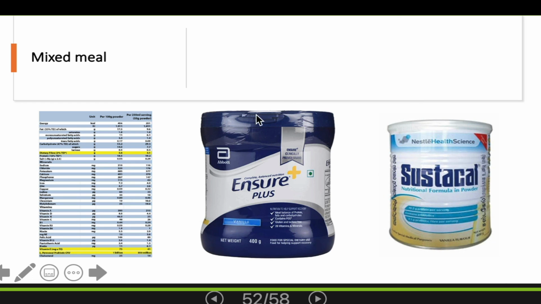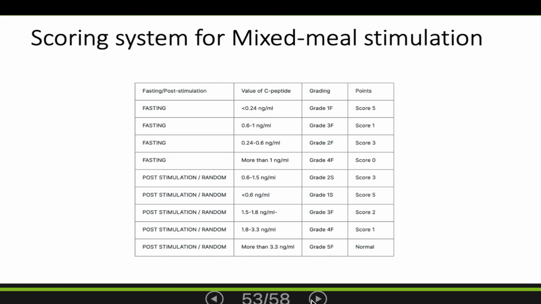So you can use Ensure Plus, which is of similar composition. This is the composition. It's not very easily visible, but you can just Google this. It's found everywhere. So basically, you need to have a similar composition powder. You can use an Ensure Plus powder, which is very easily available almost everywhere.